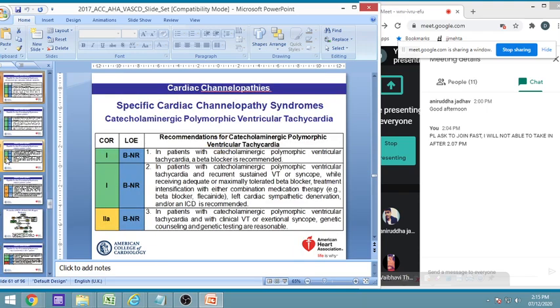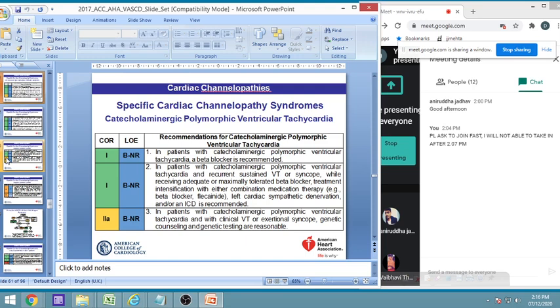Then there are specific channelopathy syndromes, where catecholaminergic polymorphic ventricular tachycardia is there. That means there is an increase in catecholaminergic release or sympathetic activation, the cardiac accelerator nerve, as it is often called, which comes from the cardiovascular center of the medulla oblongata. This will have more activity, and this can result in arrhythmias, ventricular tachycardias and forceful ventricular contractions. So in those cases beta blockers are recommended, because we know how beta blockers function.